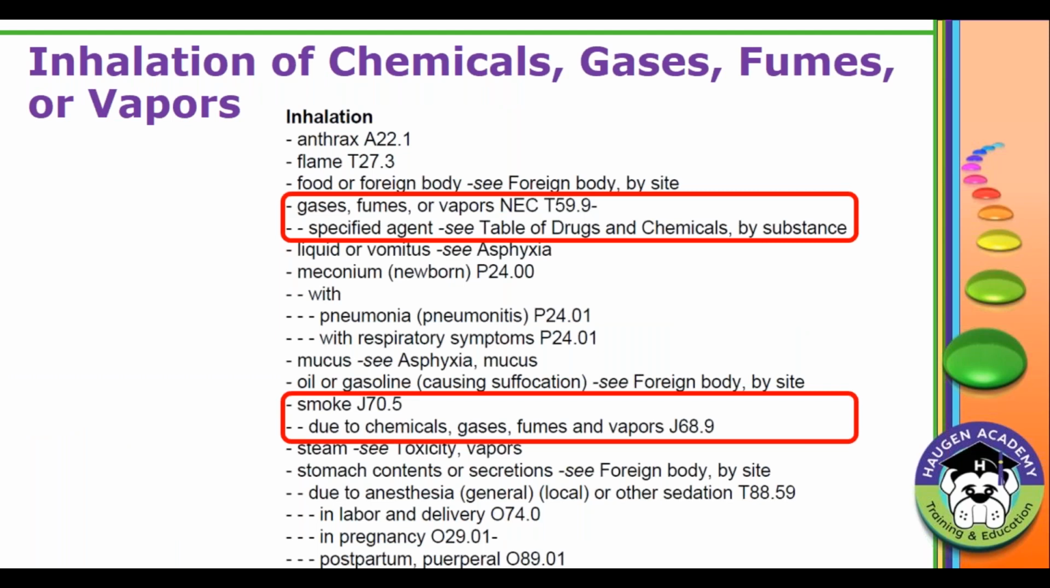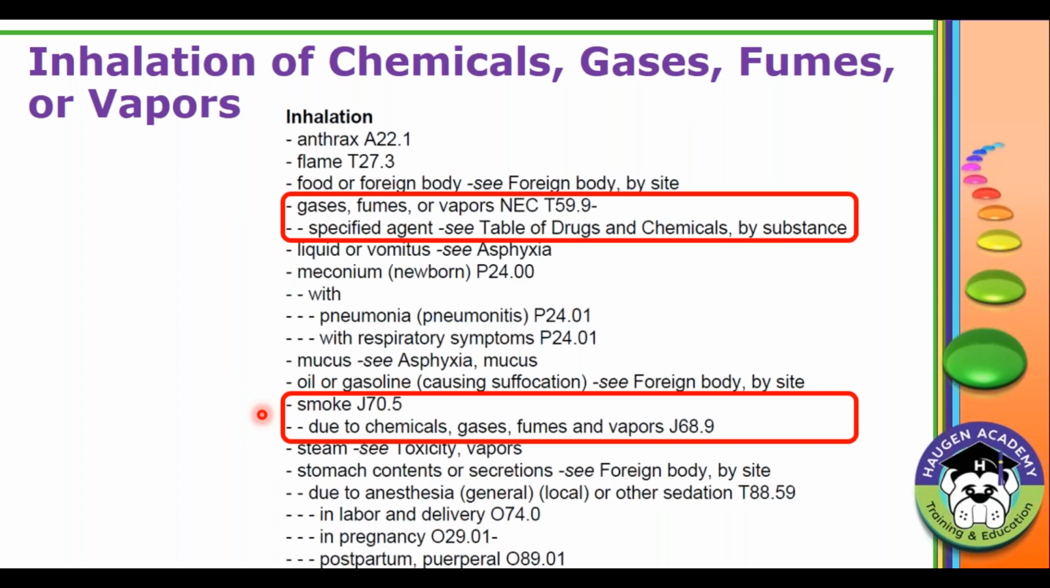Inhalation of chemicals, gases, fumes, or vapors. This one's awesome when you look at the index. If you look at the first box, inhalation of gases, fumes, or vapors, NEC, it says code to T59.9. And if the agent is specified, see the table of drugs and chemicals. Then you look down here under smoke inhalation. Due to chemicals, gases, fumes, and vapors, J68.9.